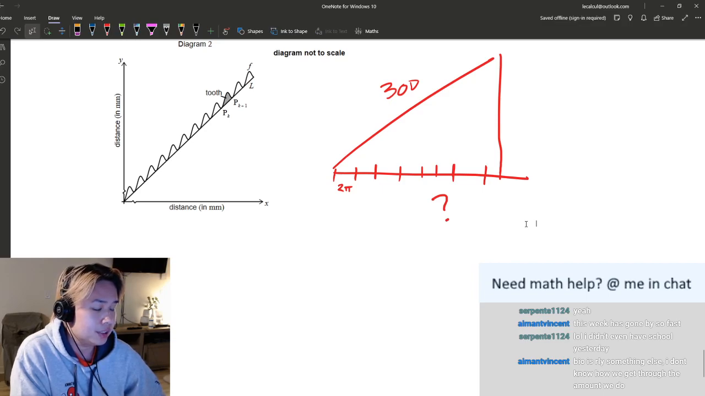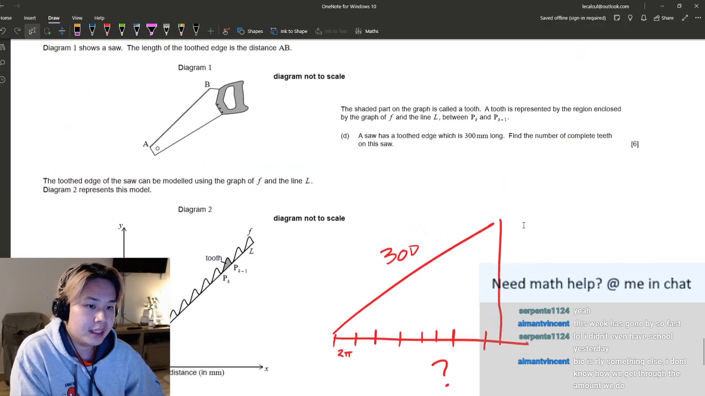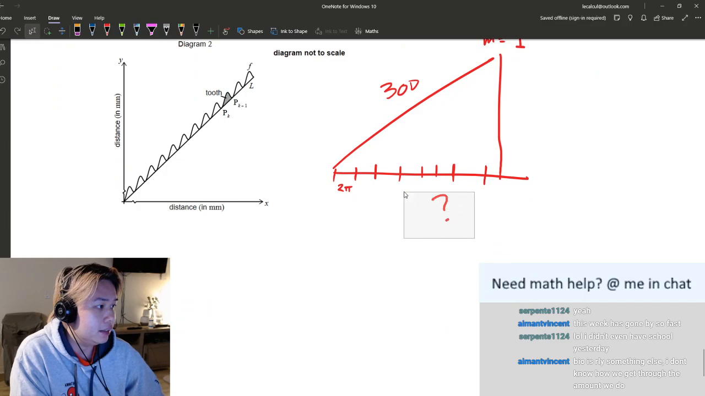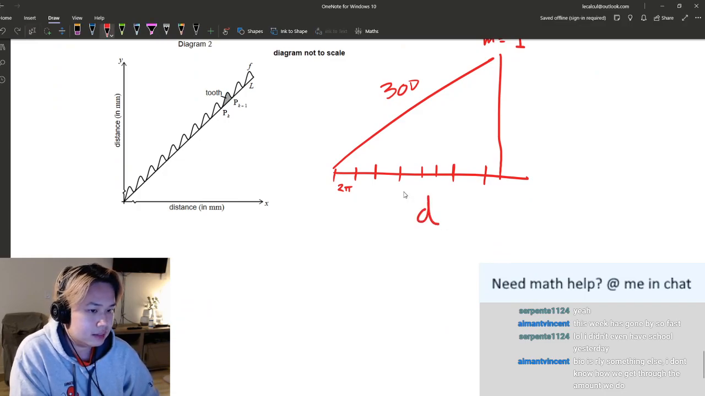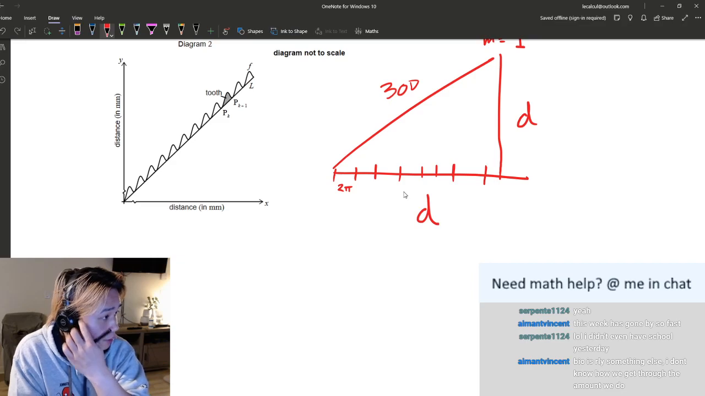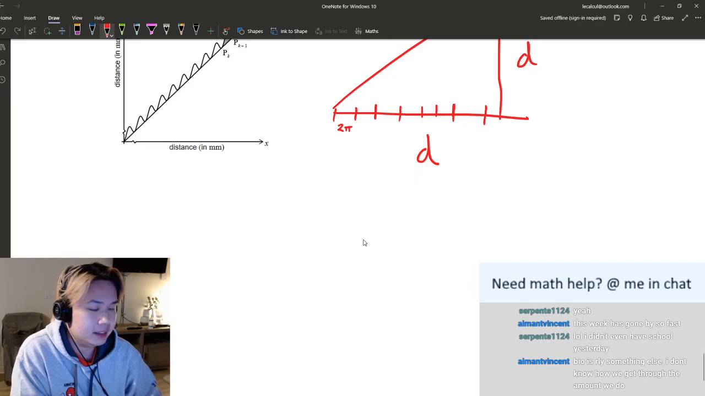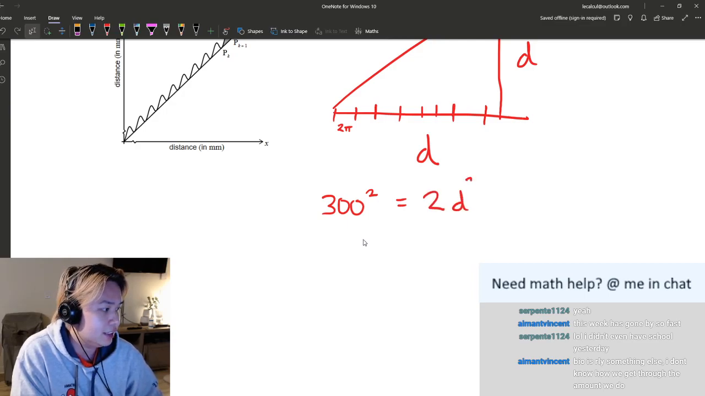Okay, so we're gonna use what, trigonometry? And again, I know that this line has a slope of 1. In other words, whatever distance this is, the rise has to be the same amount. So from here, I can just use Pythagoras to find out the distance and then divide by 2 pi. Man, that is some very tricky thinking. And I would not expect a lot of students to be able to do that in a test situation.